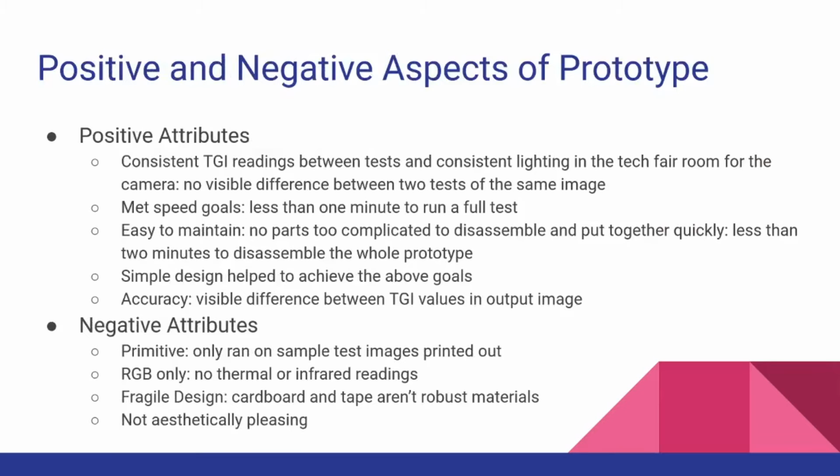Our prototype had both positive and negative aspects on both ends of the spectrum. Most of our positive attributes stemmed from the fulfillment of the engineering specifications that we outlined earlier in this presentation. So our prototype was able to make consistent TGI readings between tests, and this was due to the consistent level of lighting in the tech fair room that the camera was in. So this meant that there was no visible difference between two tests of the same image. This means that our system was well designed in that respect.